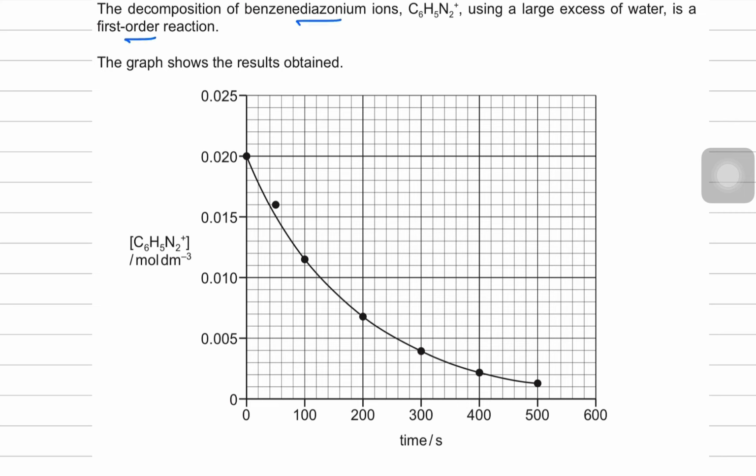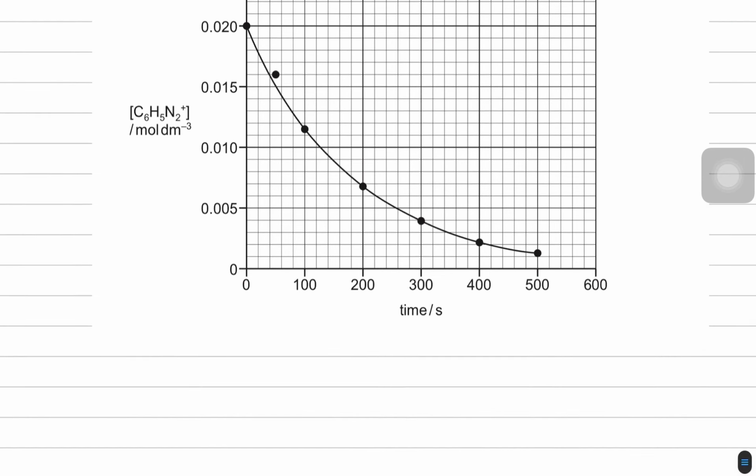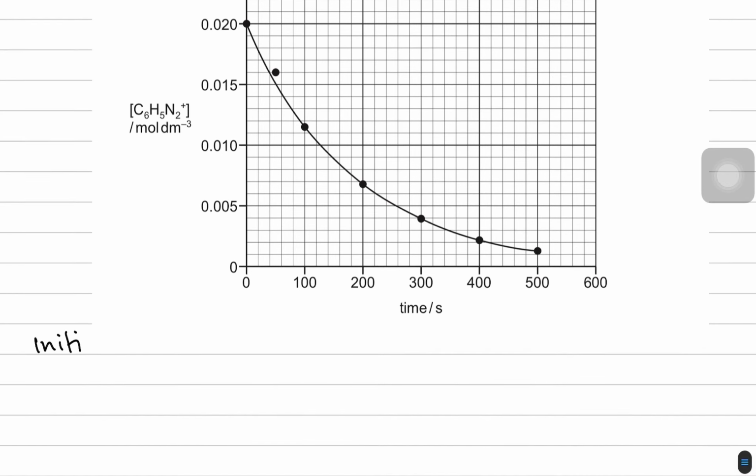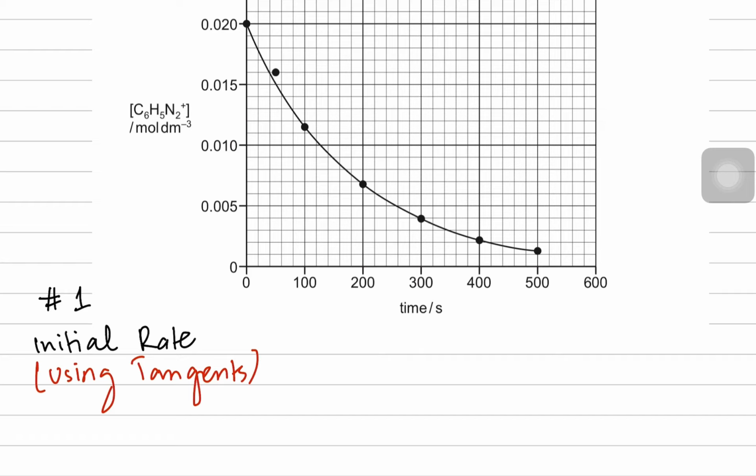Let's look at this question. It's talking about benzene diazonium ion, which is reacting in first order. So here rate is related to benzene diazonium concentration raised to the power 1. The order with respect to benzene diazonium is 1. You can see as the concentration is decreasing, the rate is also decreasing. The gradient is decreasing for this graph. So here, the initial rate method will involve using tangents.